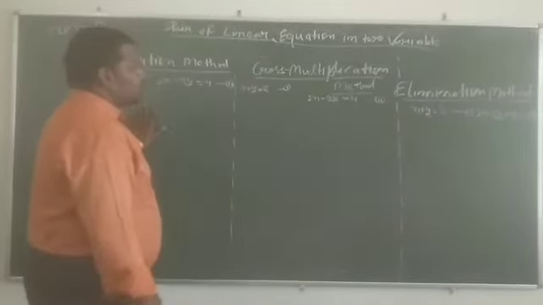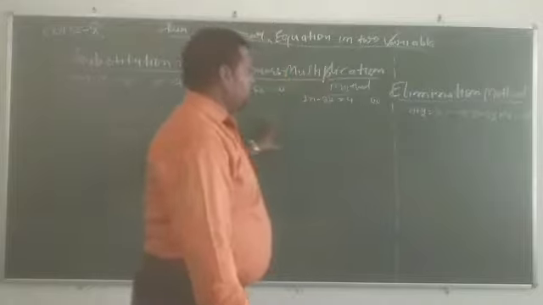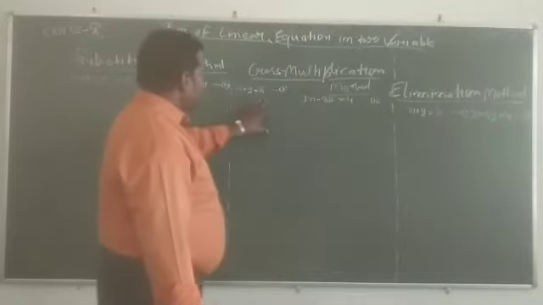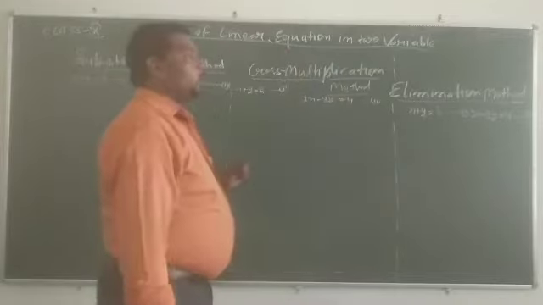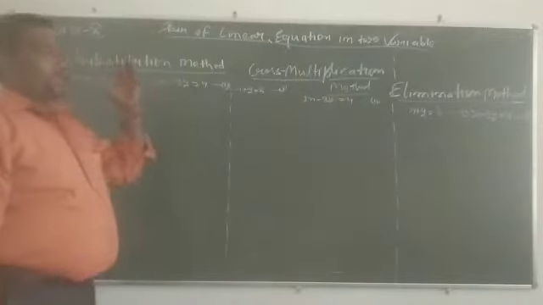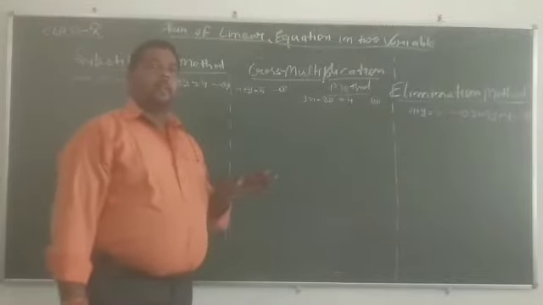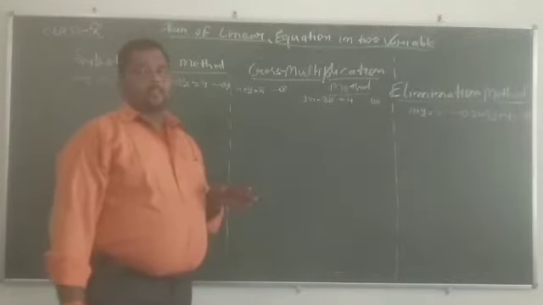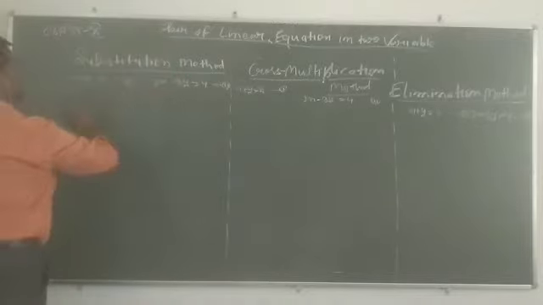So in these three methods, you see that I am taking the same two equations, common in every method. That means the solution of the equation, in any method, the answer is the same, only the pattern is different. Okay? So how can we do the substitution method?